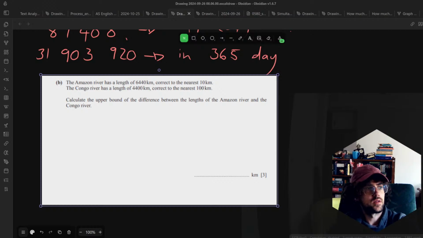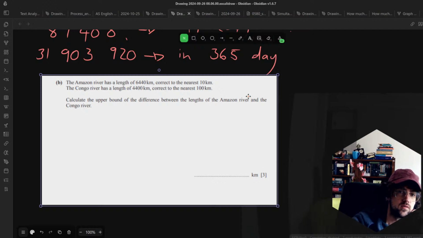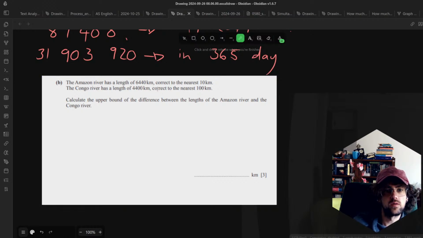I'm just seeing why this is not working. Okay, it's the highest rounded value. Okay, so we're looking for the difference between the lengths. Okay, now this one's rounded to the nearest 10 kilometers, this one to the nearest 100 kilometers.